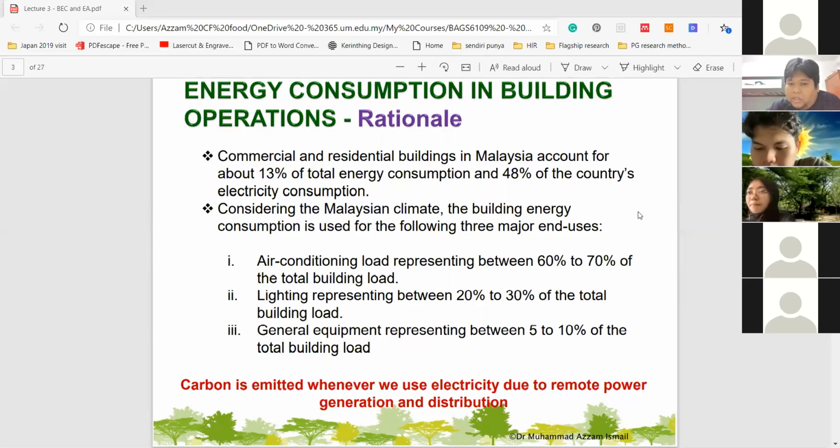And then, considering our climate, the consumption usage can be broken down into a number of items. The biggest culprit here is definitely air conditioning and cooling. You mean your air conditioning, your refrigerator, your freezer, right? They all account for about 60 to 70% of your electricity consumption, which is a lot.